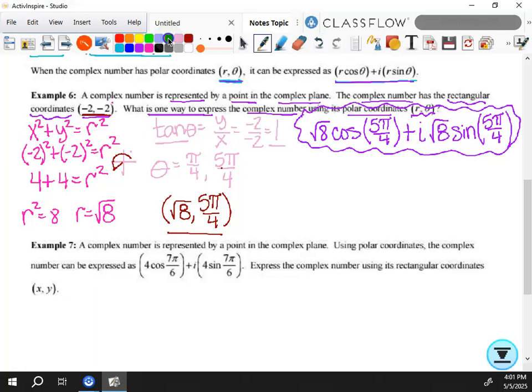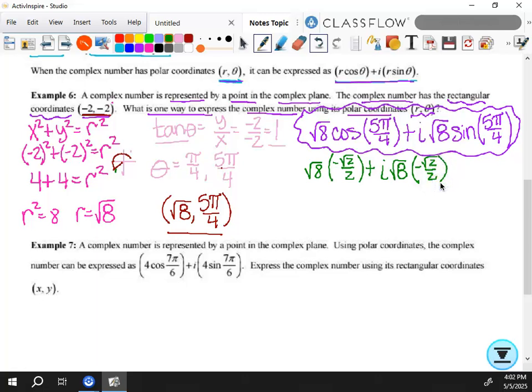But look what happens if I simplify that. So if I simplify this, square root of 8 times the cosine of 5 pi fourths. All right, so that's in the third quadrant. So that's negative, so it'd be negative square root of 2 over 2 plus i times the square root of 8 times the sine of 5 pi fourths, which is also going to be negative square root of 2 over 2.